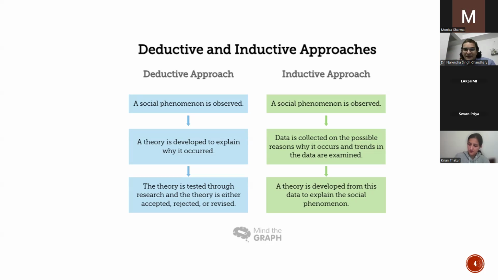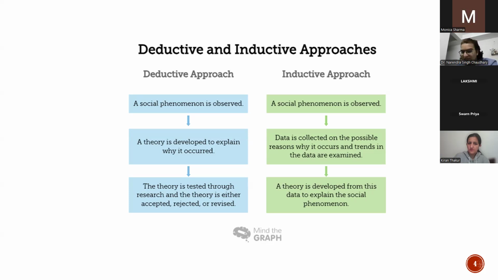Now, in the deductive approach, the theory is tested through research. It could be statistics at times, right? In the deductive approach, we are moving more towards testing the theory, or whatever is existing, and trying to look for the causal relationship.